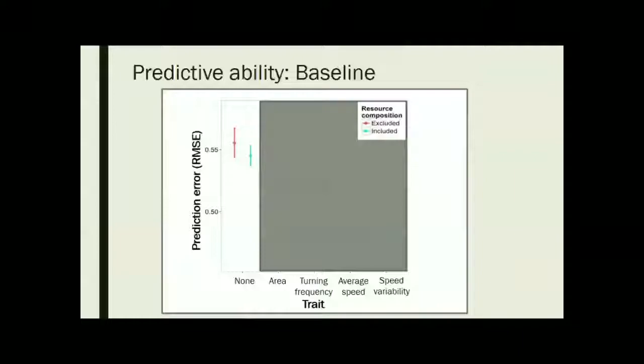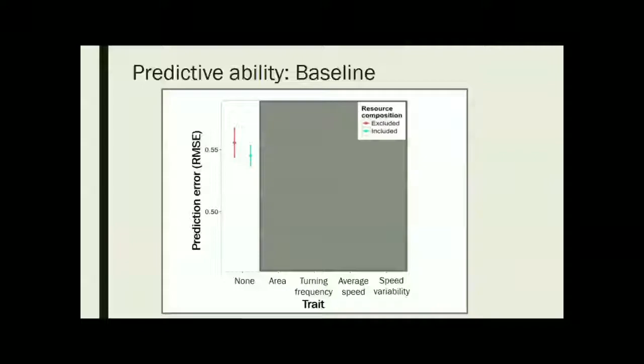You'll see there are 2 bars. This is when we incorporate the resource composition in the blue, or if not, in the red. And so under this baseline scenario, they're quite similar. And then we can ask how much we can improve our ability to predict population dynamics by adding in the trait information.